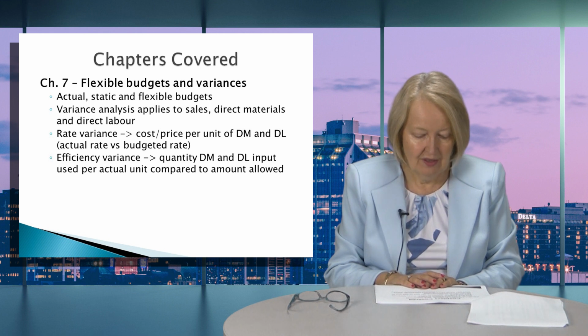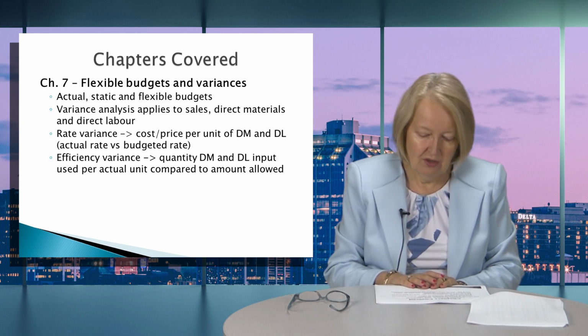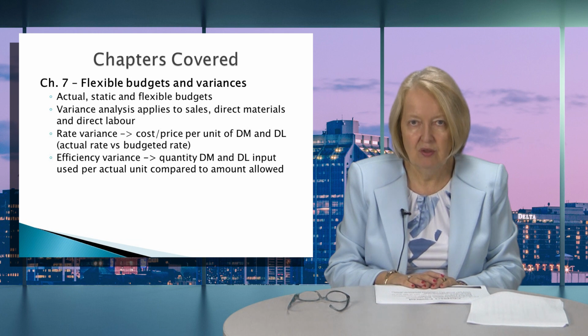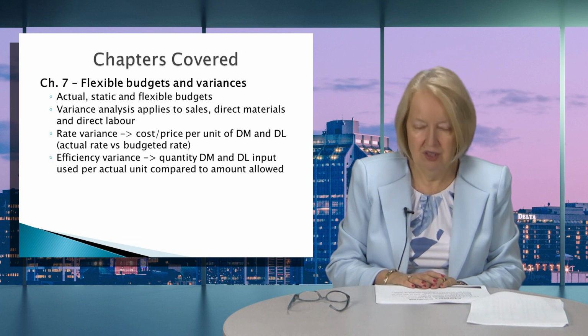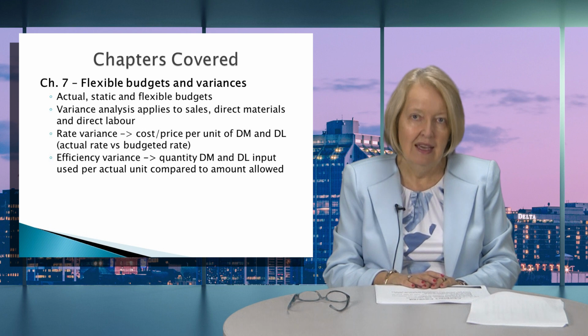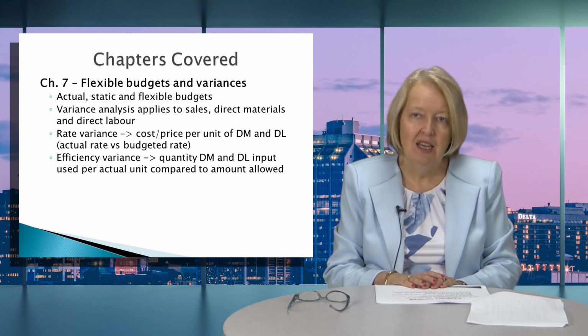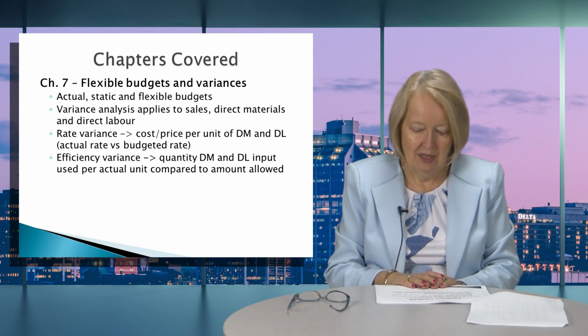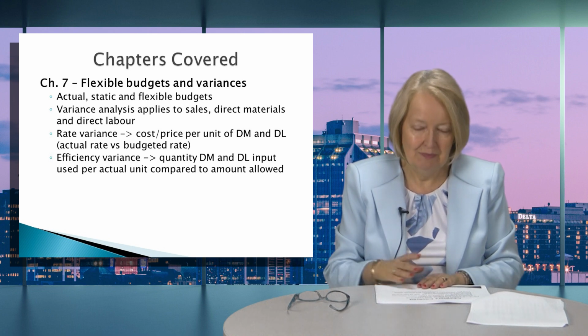So your rate variance, you're looking here at your cost or price per unit of direct material or direct labor relative to what you had budgeted. So you're looking at your actual direct labor cost versus your budgeted direct labor cost. So that you could end up with a rate difference on materials and labor. Efficiency looks at whether or not you use more materials or more labor than you had anticipated or budgeted. So you're looking at the actual amount compared to the amount allowed.